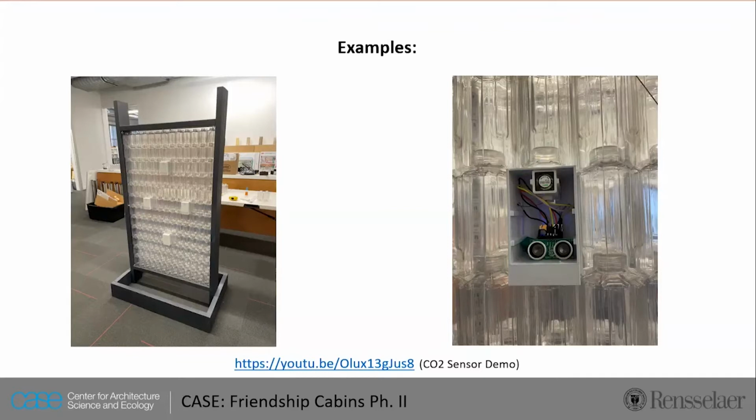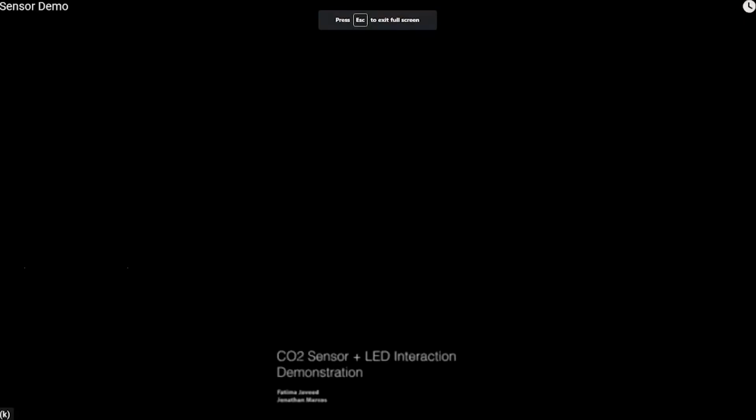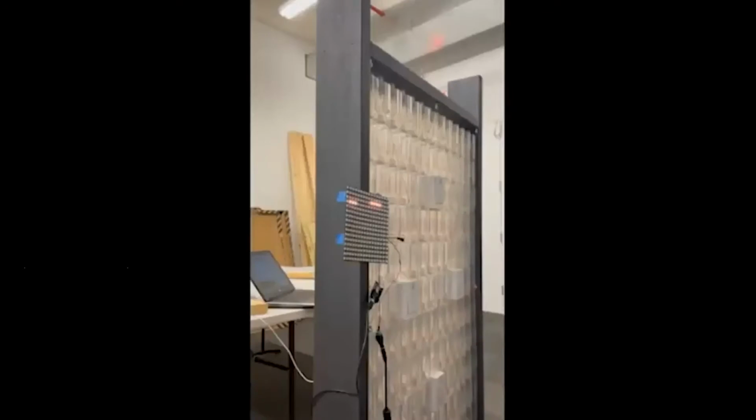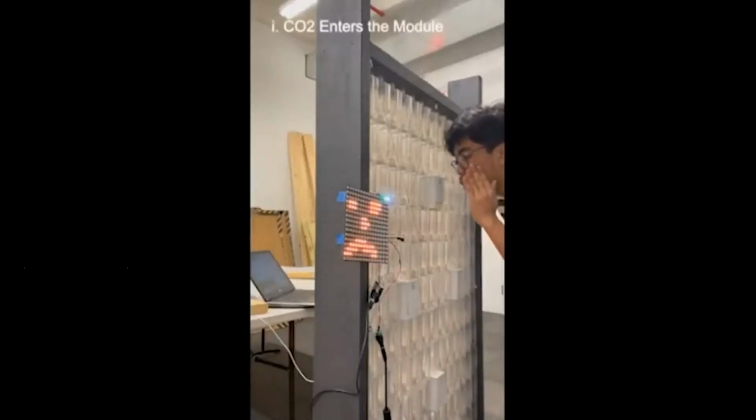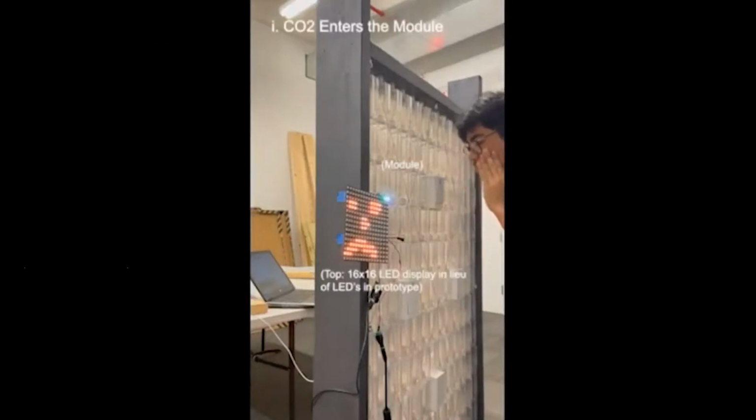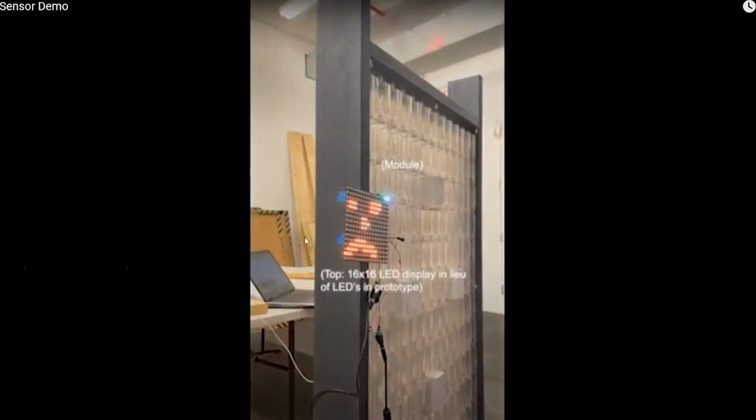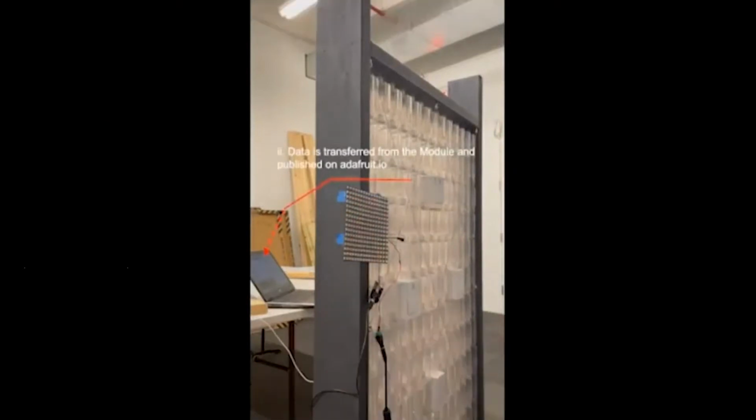So, okay, I'm going to go to the YouTube video right now. And this should show the LED interaction over here. There's me blowing into the carbon dioxide sensor, and eventually this light over here is going to react in order to create a light spectacle or a light show respective to that.